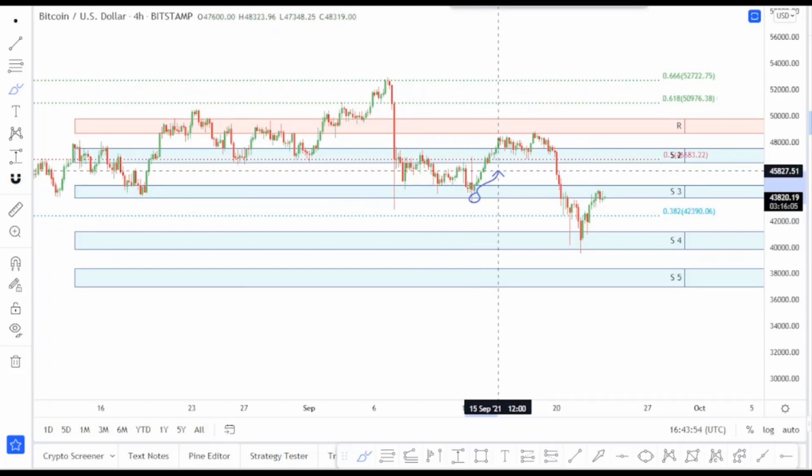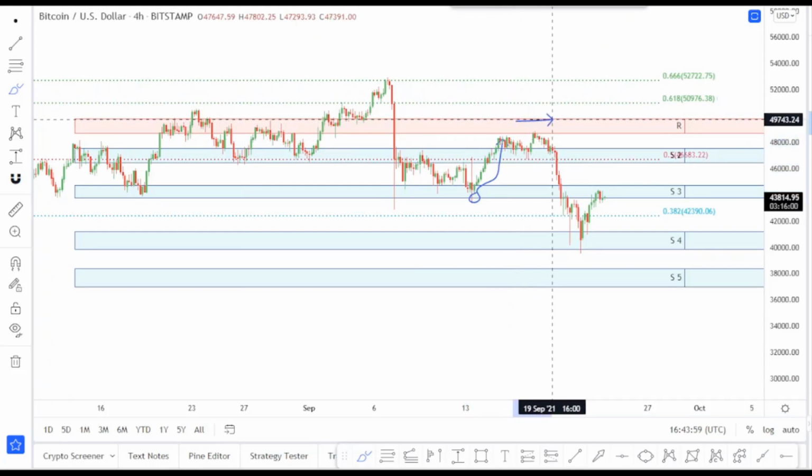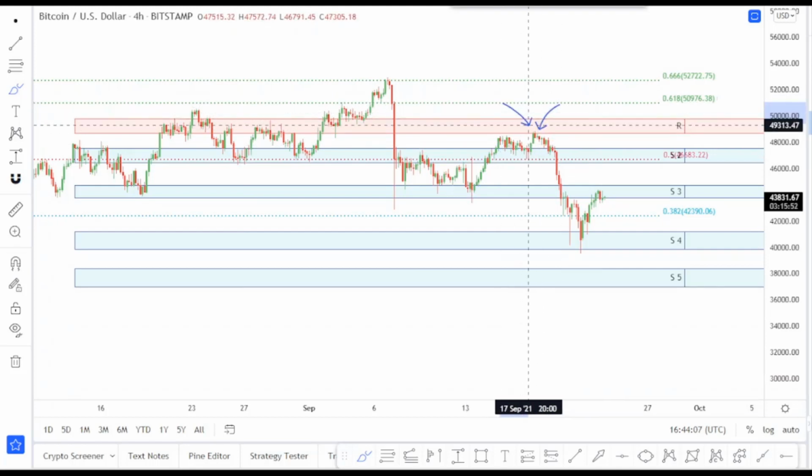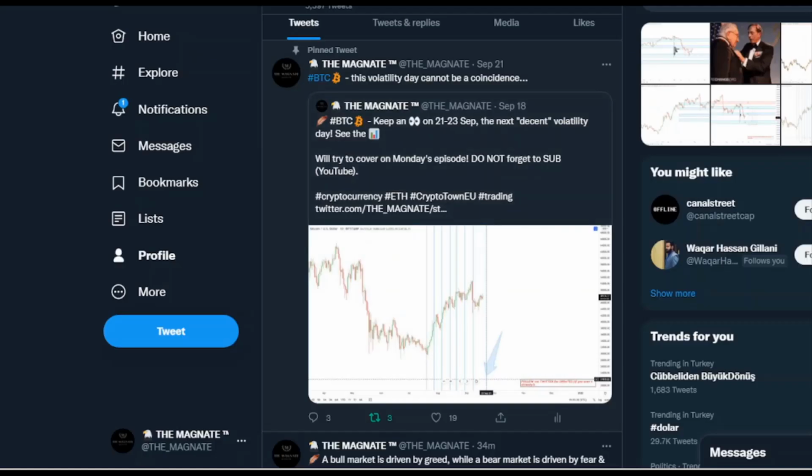We went all the way up to 48,000, and we expected all the way up to 49,600. We hit our target perfectly, as you can see, with a week to week, dollar to dollar rejection from the lower line of this resistance, but we didn't reach our second target zone. After that, we saw a heavy decline in the market again. So as you can see, on the 18th of September I was mentioning, keep an eye on the 21st and 23rd of September, the next decent volatility days. And then the update was made on the 21st of September, so that cannot be a coincidence.